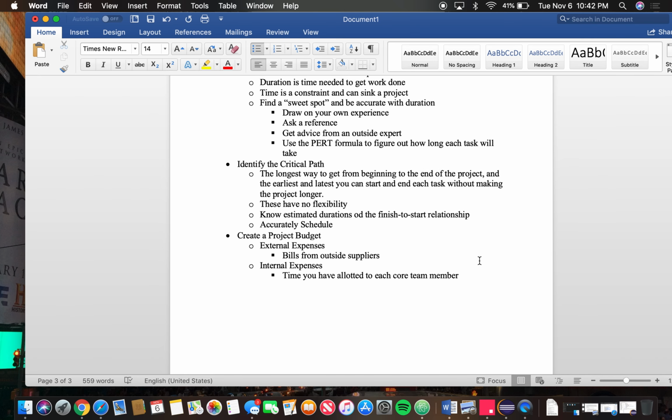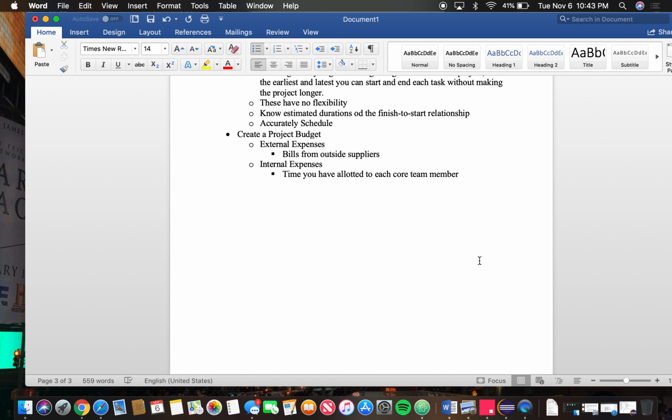Create a project budget was the last thing I went over, which is basically external and internal expenses. External expenses is basically bills from outside suppliers that we take, and then internal expenses is time that you have allotted to each core team member. And that was the reading.